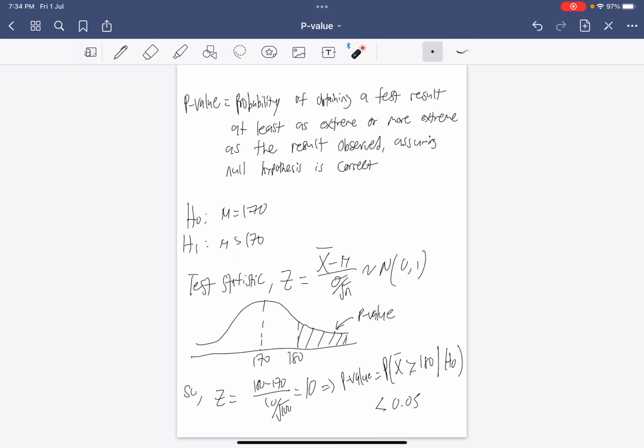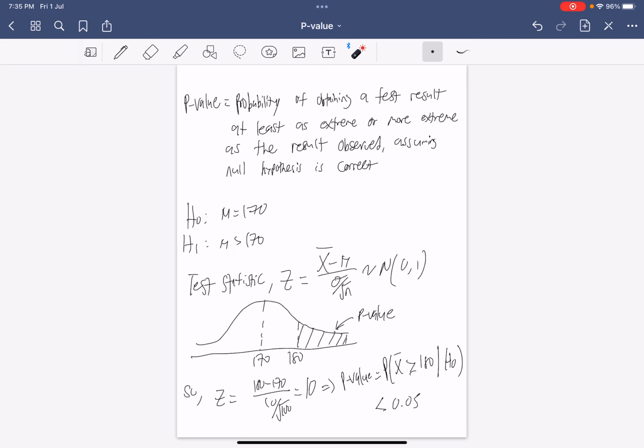So we just need to find the probability that the height is larger than 180 cm given that H0 is true. And we can see this is the area under the graph of the normal distribution that we want. By calculating that area, we get the probability, which is our p-value. We will calculate it out and we will already know that it is less than 5%, which is less than 0.05, which means that the test is significant and it provides strong evidence to reject the null hypothesis.